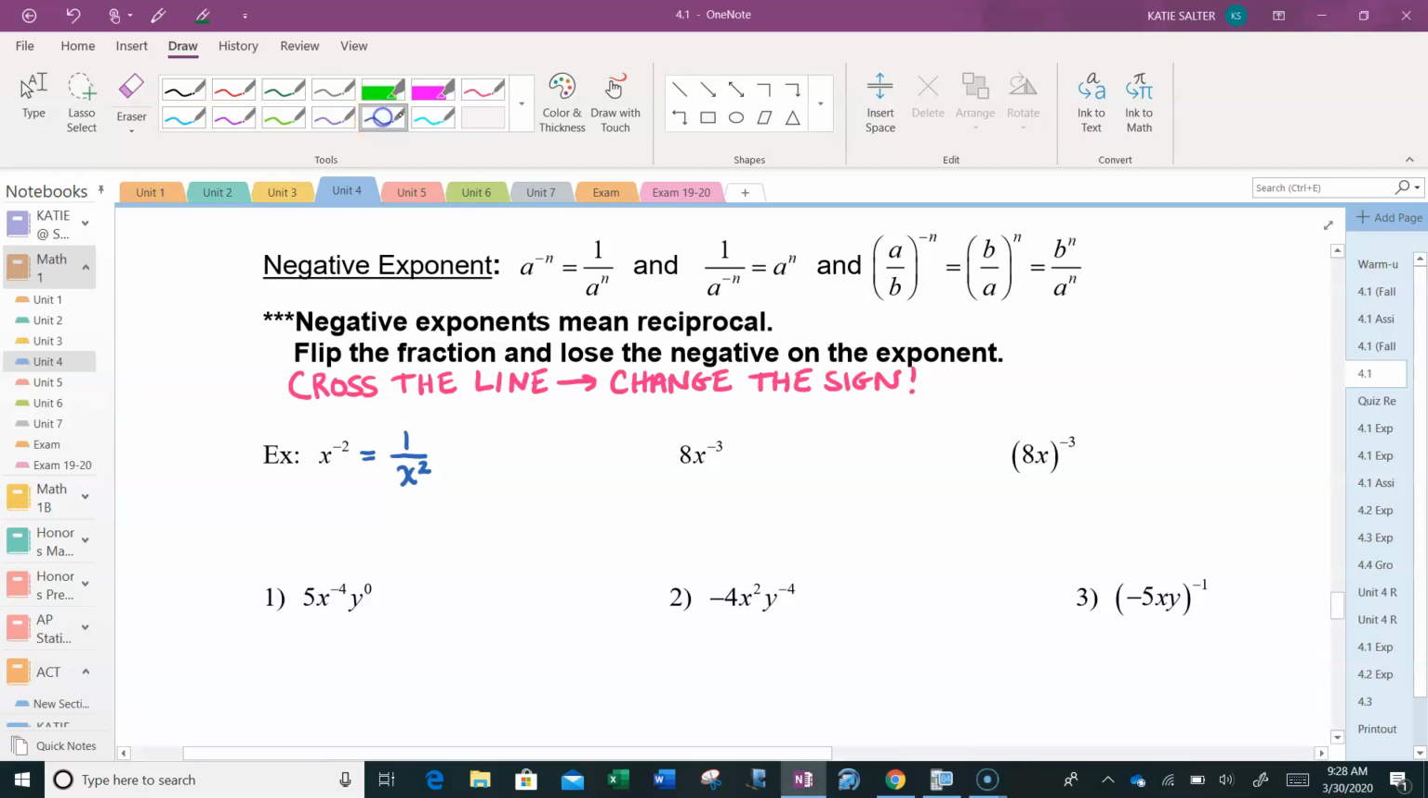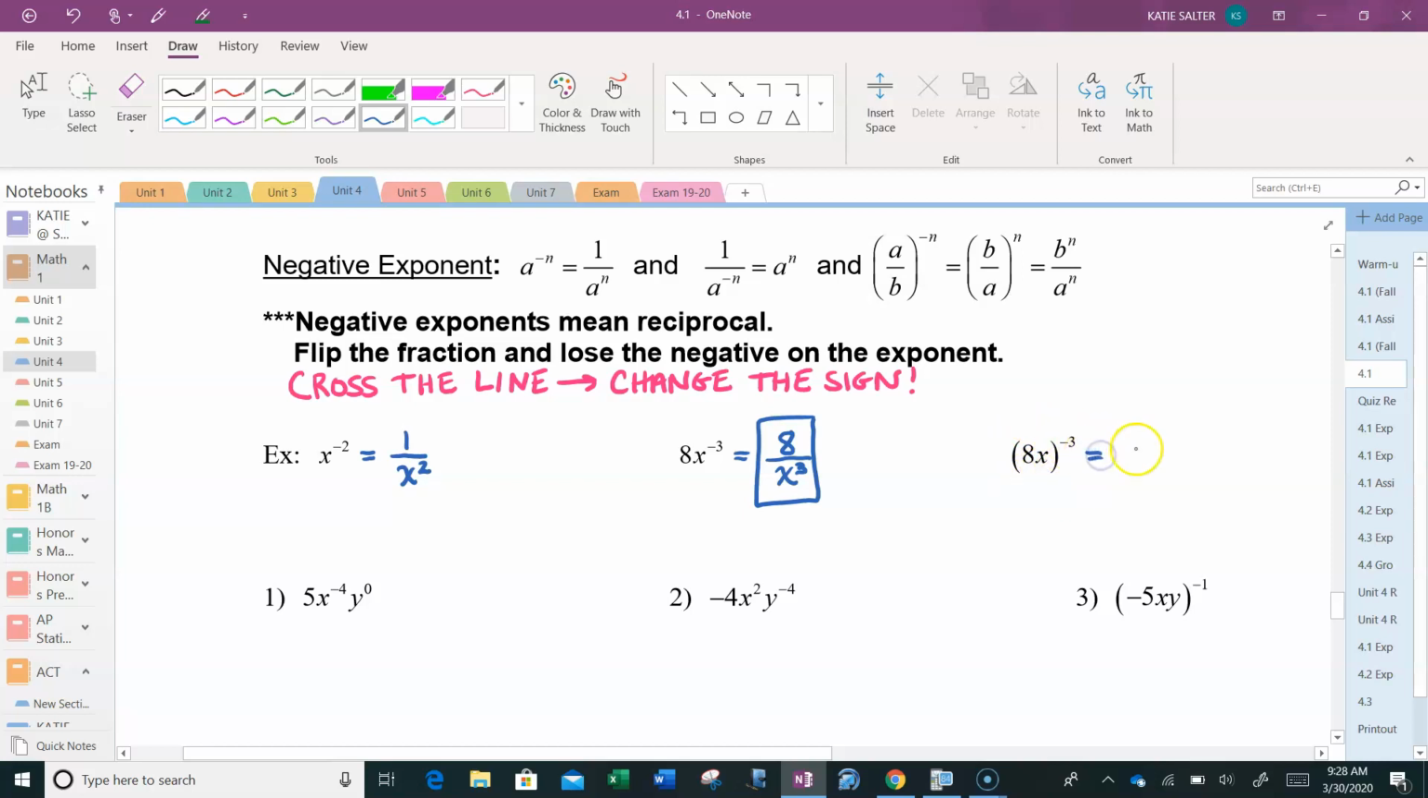All right, let's look at the next problem. So be careful. This 8 is not being raised to a negative power. Only the x is. So the 8 stays right where it belongs. And then we're going to pick up this x to the -3 and move it downstairs. And when it moves downstairs, it becomes x to the +3. And we're done. Where in the last one, the entire product is being raised to the negative exponent.